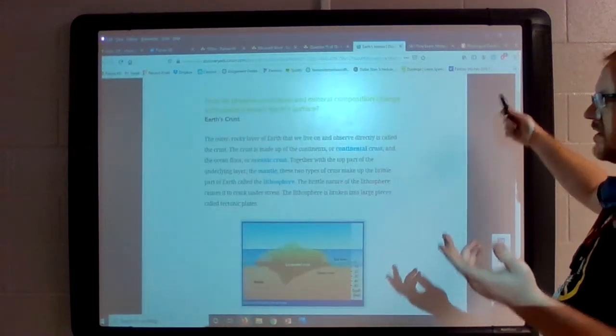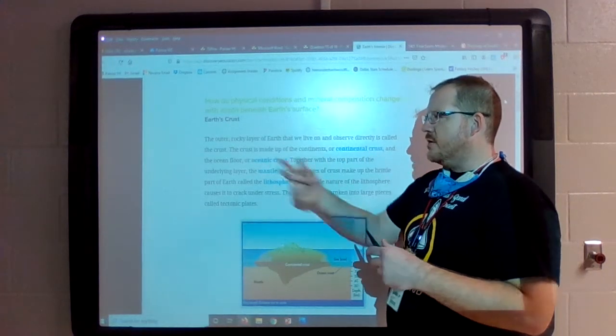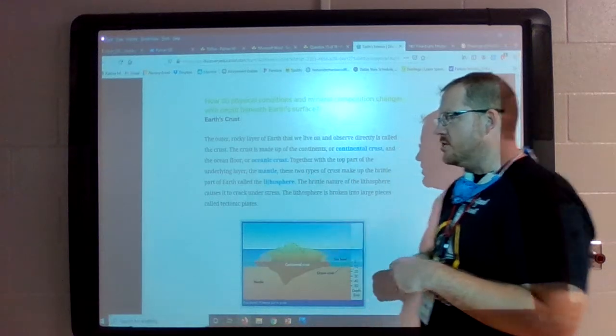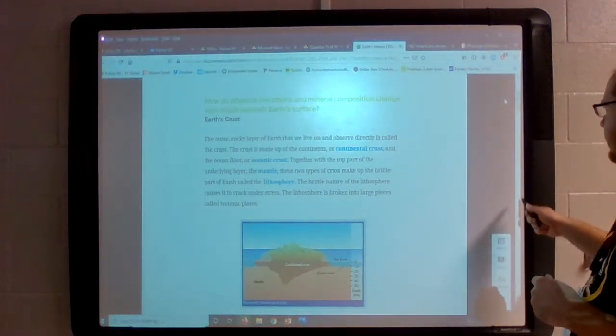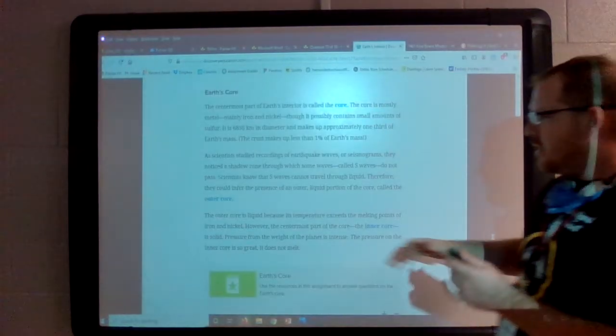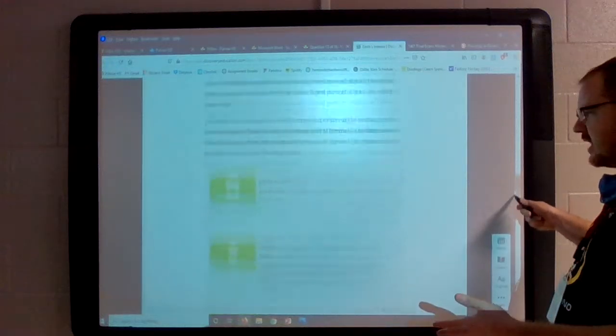Now, in the crust, they have something called the lithosphere. So they talk about two different types of plates in the lithosphere, your continental crust and your oceanic crust, or if we're talking plate tectonics, continental plates and oceanic plates. Within the core, you have your two different types of core. You have your outer core and inner core. The outer core is liquid, the inner core is solid.